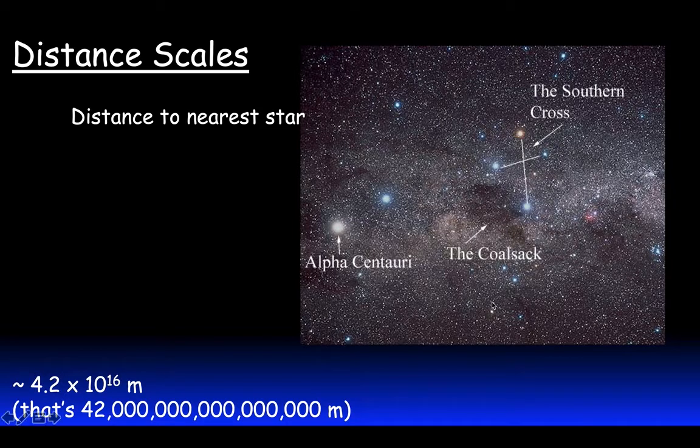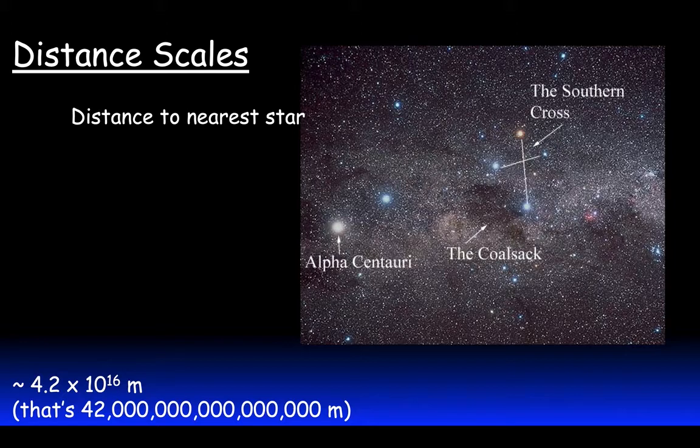So the nearest star, Alpha Centauri, is actually a triple star system. There's Alpha Centauri A and B, which from the Earth, you could only see one star if you're not looking through a telescope, if you're just looking with your eyes. Alpha Centauri A is a little bit bigger than the sun. Alpha Centauri B is a little bit smaller than the sun.